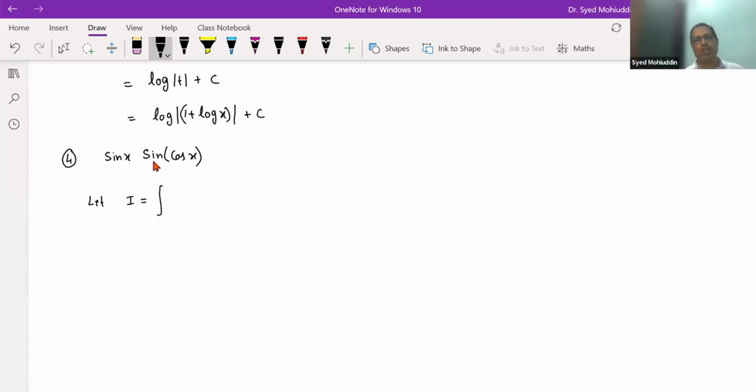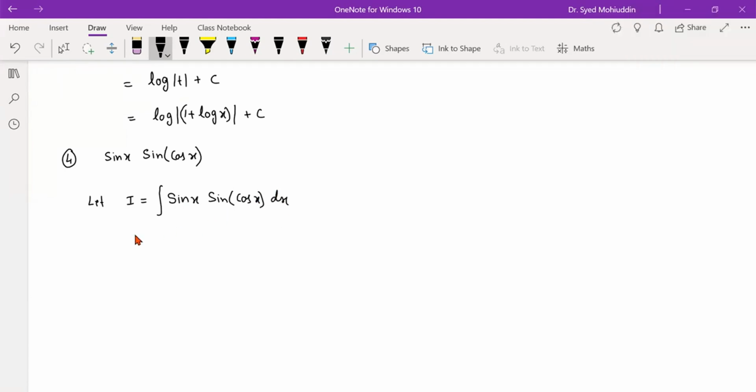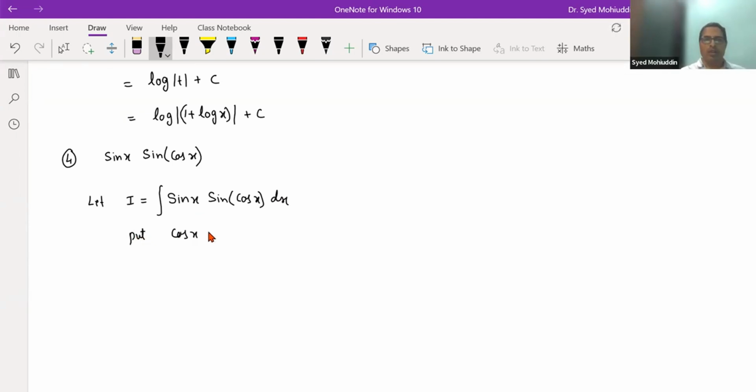Now, whenever you have, most of the time, composite functions, the value which is there in the composite function itself will be taken as t, because its derivative will be present outside most of the times. So you have sine of x into sine of cos of x into dx. Put the value of cos x to be t. Then let us try to differentiate this one. Its derivative will be minus sine of x into dx is equal to dt. But this minus sign is not there.